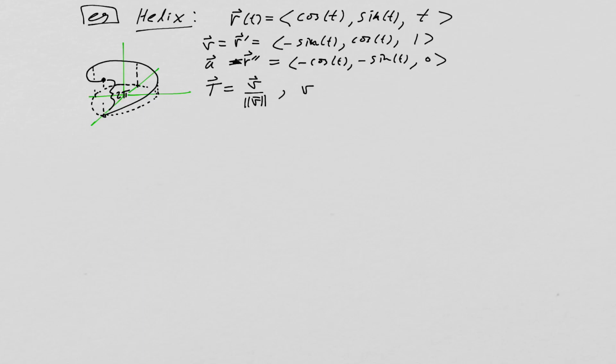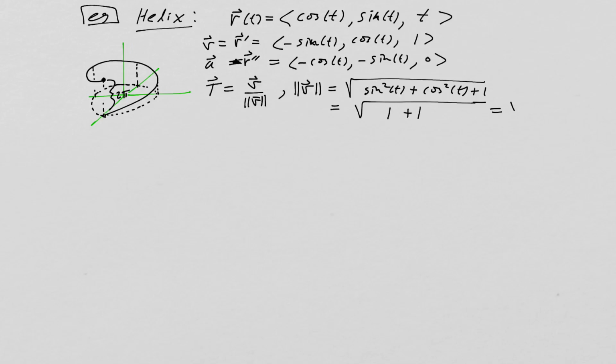All right, so I said that the tangential component is simply the velocity vector normalized. So we need to normalize that. So we're going to take v and look at its magnitude. So that's the square root of sine squared t plus cosine squared t plus 1. We know that cosine squared plus sine squared is 1, so that's 1 plus 1, otherwise known as square root of 2. Cool. So that means t is going to be the v vector, which is negative sine t, cosine t, comma 1, all divided by square root of 2.